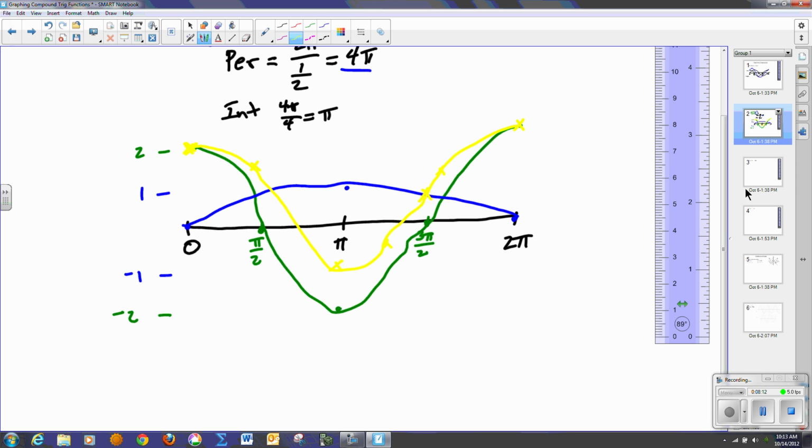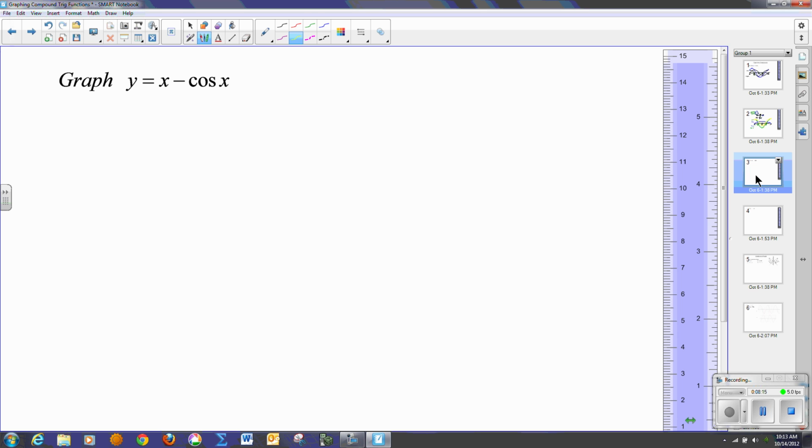Next slide. Okay, so now two things are a little bit different here. We now have the graph of y equals x. This is linear. And cosine x, which is trig. The other difference is we have a subtraction. I hate dealing with subtraction, so what I'm going to do is change this to x plus negative cosine. Not much of a change, but you'll see how I look at it.